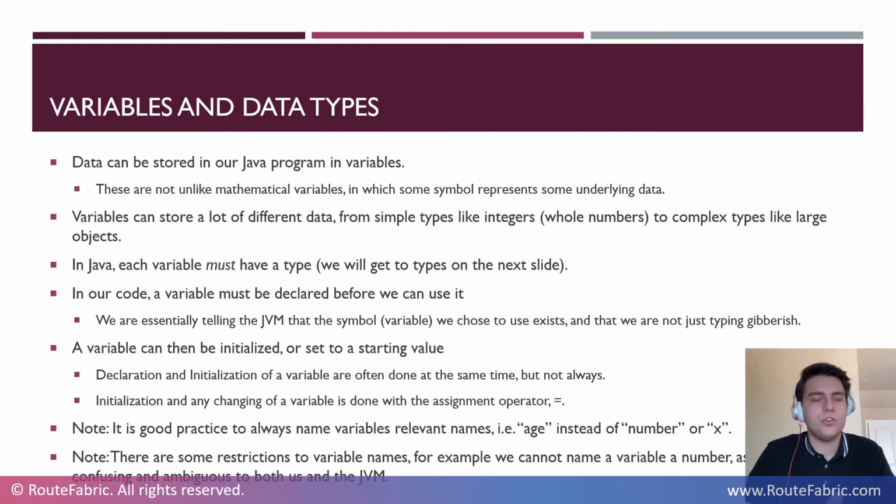Note, it is good practice and always recommended to name your variables with relevant names. Let's say, for example, you're writing a program and you need to get someone's age. You'd want to name your variable age or personAge, something like that. You wouldn't want to call it number or x.